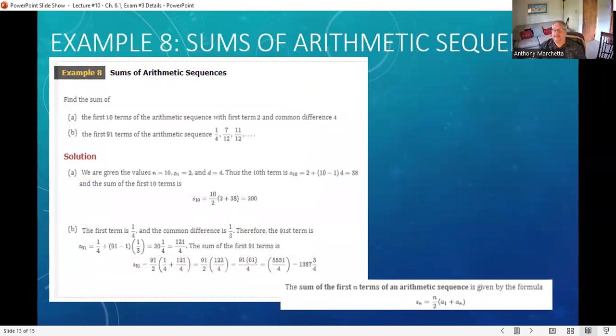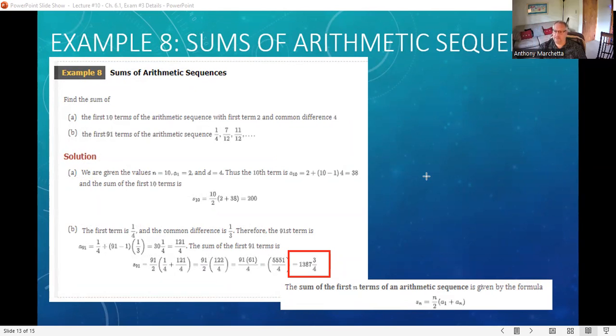Now, this is about sums of arithmetic sequences. I want you to remember what the word sum means. Sum means add them up. So as you can imagine, sums of arithmetic sequences can get very large very quickly. Like you can see the answer to this last one here is in the thousands, and it's also awkward. It's got a fractional piece to it.